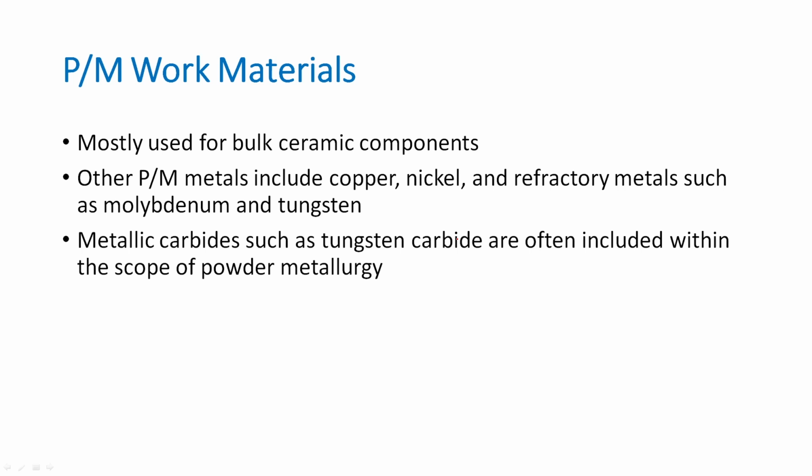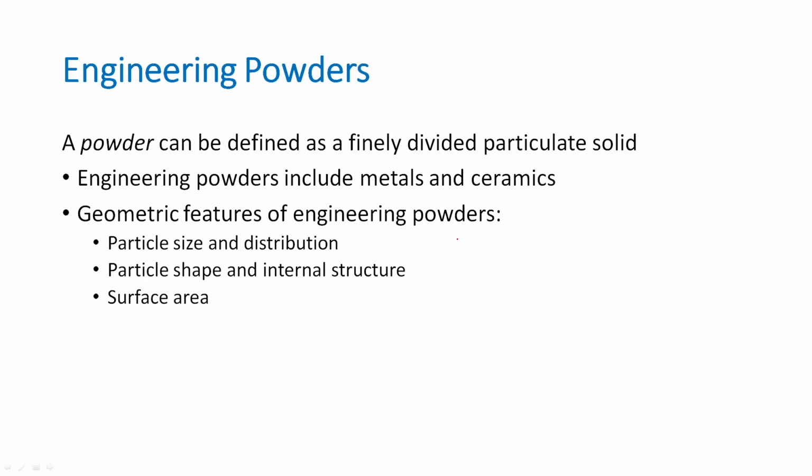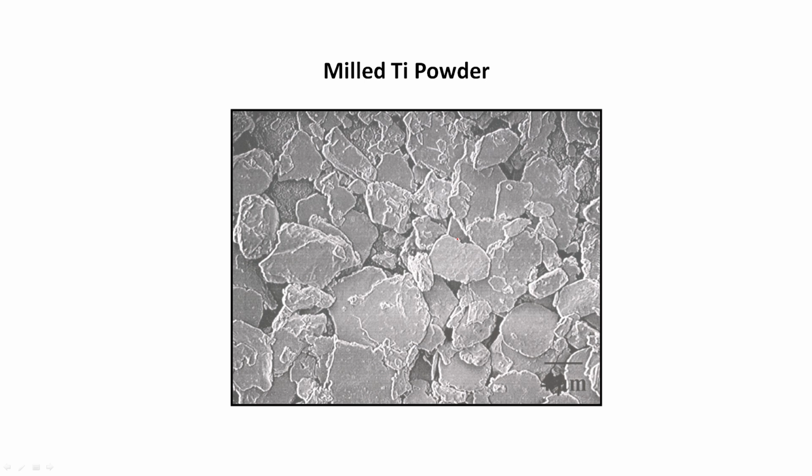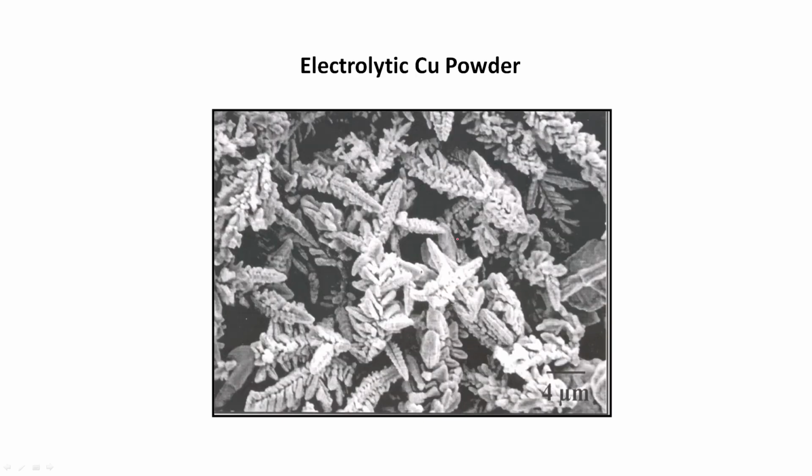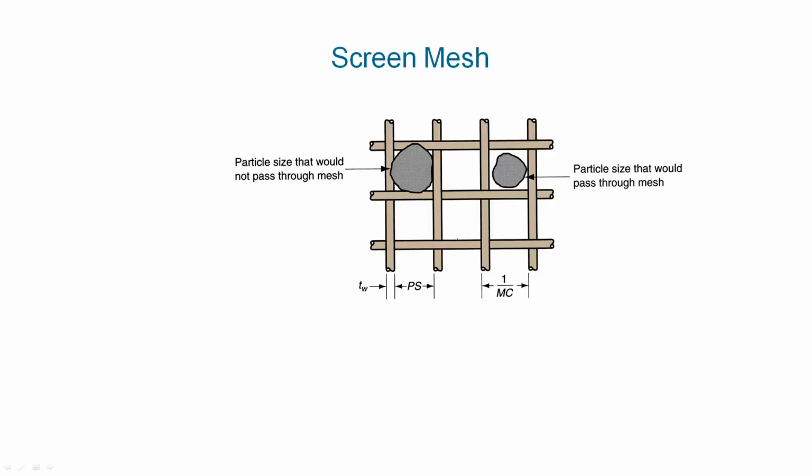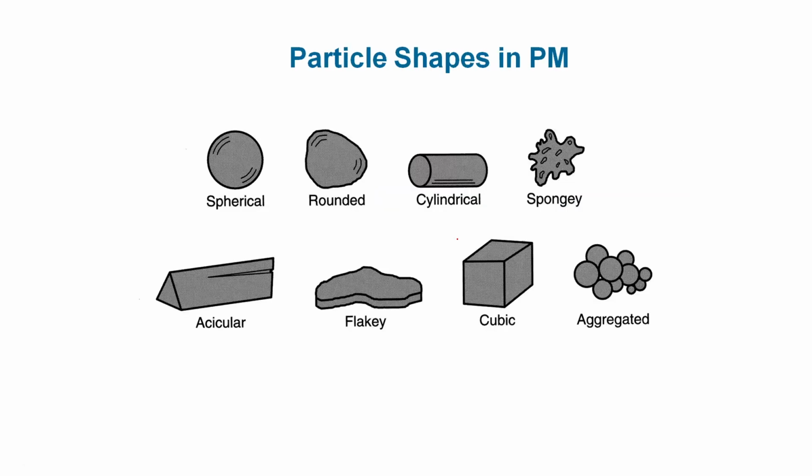So, how does the PM material work? Mostly it is used for ceramic components. Metallic components also can be used, such as tungsten, but there are also copper, nickel, refractory metals, molybdenum, tungsten, and metal carbides such as tungsten carbides often included within the scope of powder metallurgy. Well, I will not talk about powders much. Powders have definite morphology, like this mill powder which has irregular morphology. You can also produce powder by electrolytic grade, like copper which has a dendritic structure you can see here, and you can have different ways of measuring the powder particle size like a sieve mesh, and we talk about mesh always in case of powder particles.